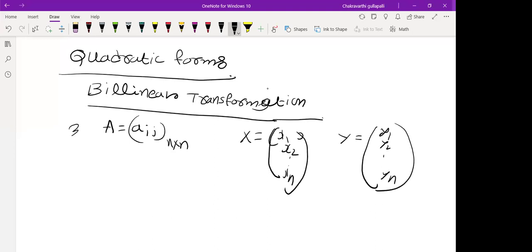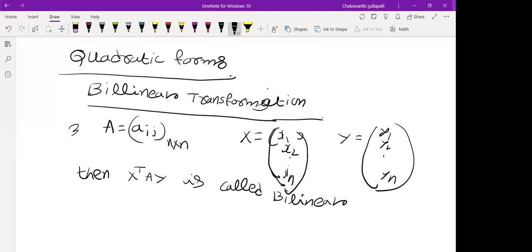n variables, A is an n by n matrix, then x transpose Ay is called bilinear transformation. Bilinear. Why bi? Because two variables are there. X is there, y is there. Bilinear transformation.